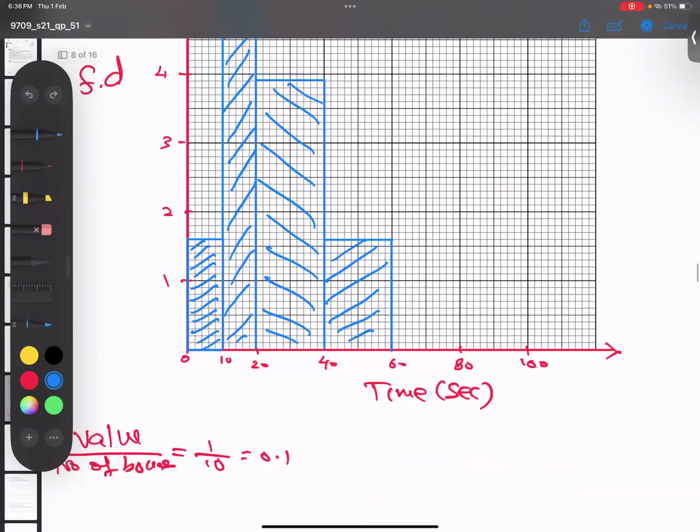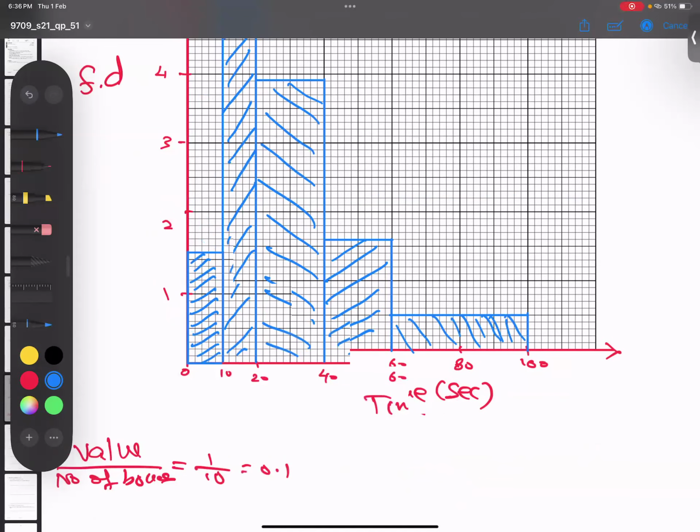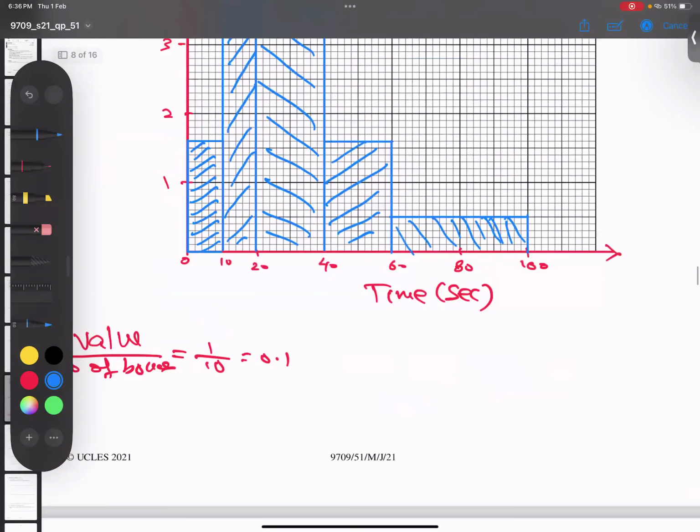60 to 100, and the height is 0.5. So 60 to 100, so 0.5. So Alhamdulillah Rabbil Alameen, these are easy marks to get. There is nothing hard here. So this is 4 marks, we have done it.